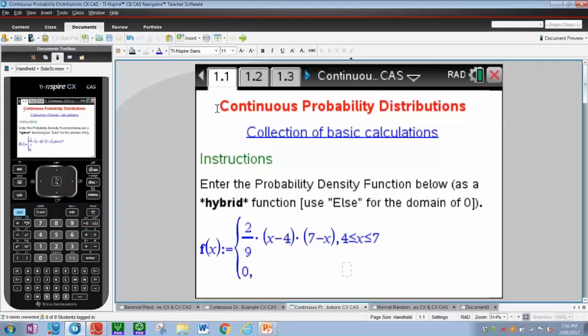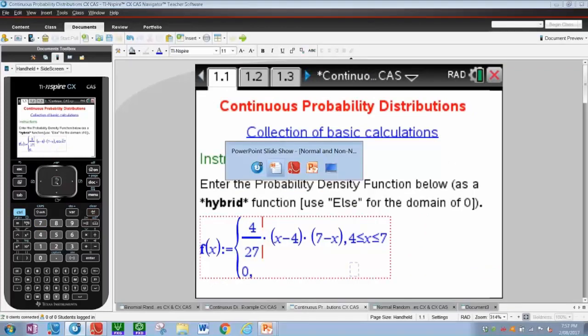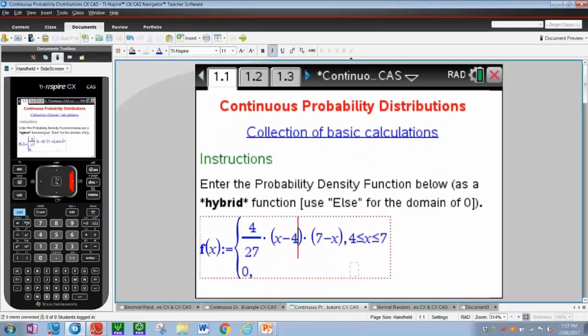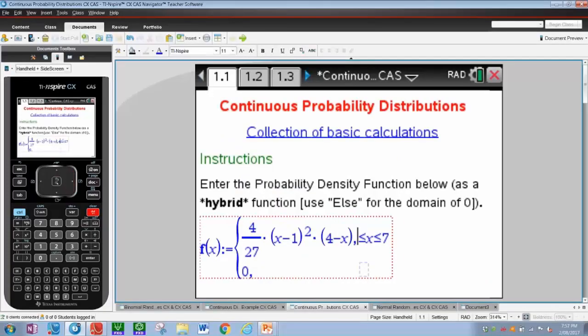So here we've got the continuous. As you can see, it looks very similar to the binomial one. And all we have to do is just change the function that's sitting there. So it was 4 on 27. So I'll quickly just change that. 4 on 27, x minus 1 squared, x minus 1 squared, and I think that was 4 minus x, yes. And then I can change that 1 and 4.